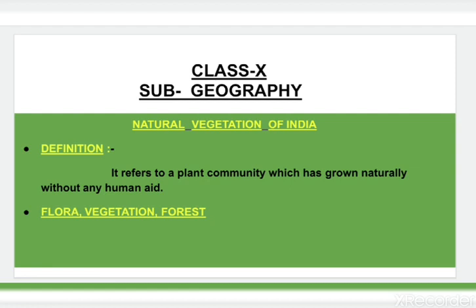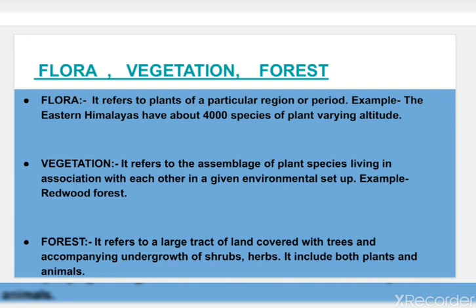Next, we will learn flora, vegetation and forest. So, let us start with flora. Now, flora refers to the plants of a particular region or period. For example, the eastern Himalayas have about 4,000 species of plants varying with altitude.